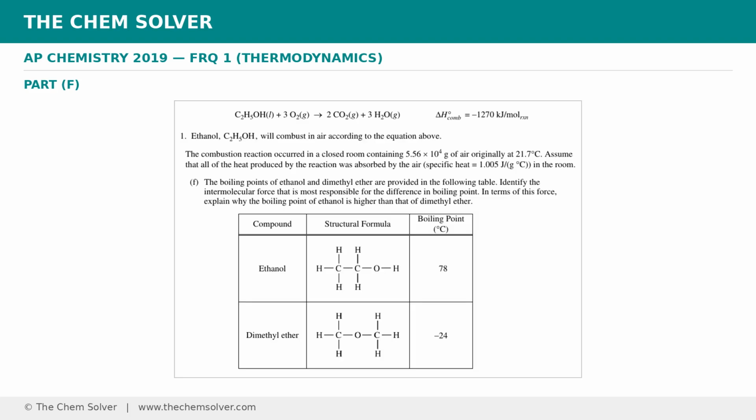F. The boiling points of ethanol and dimethyl ether are provided in the following table. Identify the intermolecular force that is most responsible for the difference in boiling point. In terms of this force, explain why the boiling point of ethanol is higher than that of dimethyl ether. Visual.